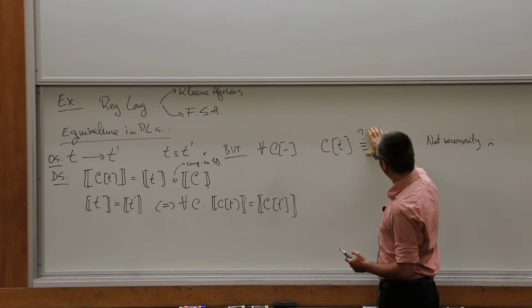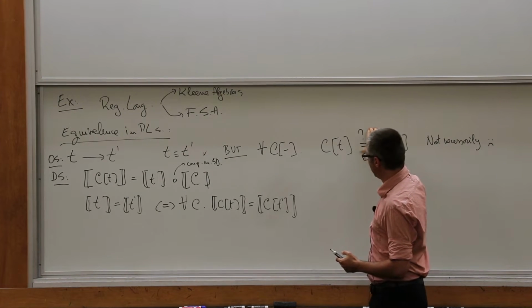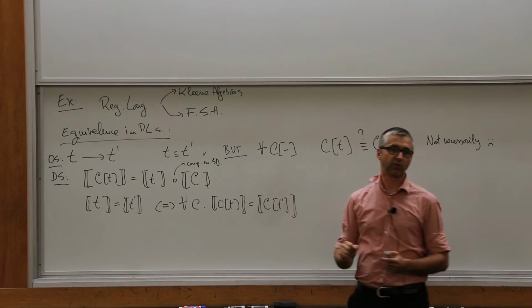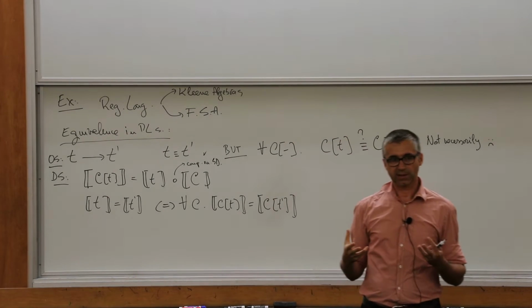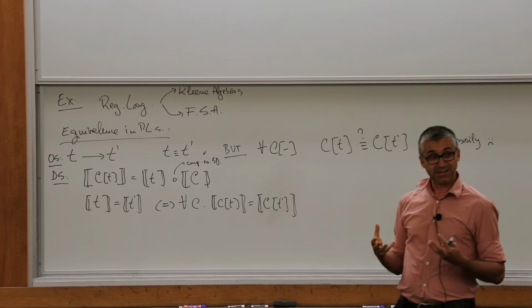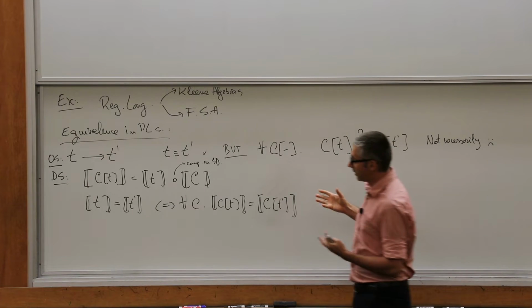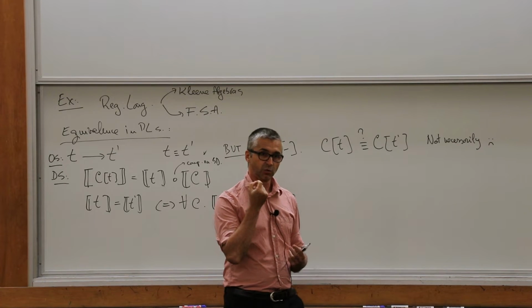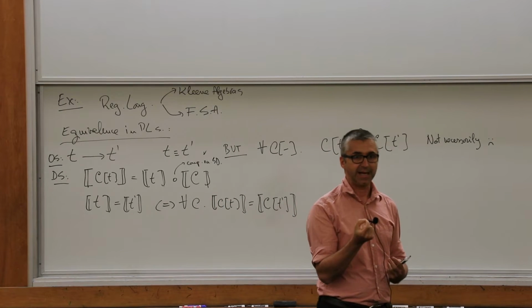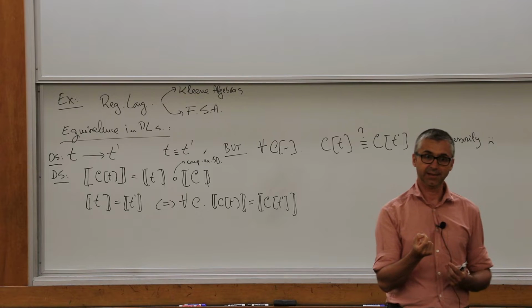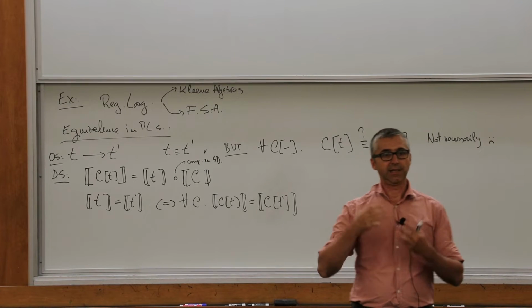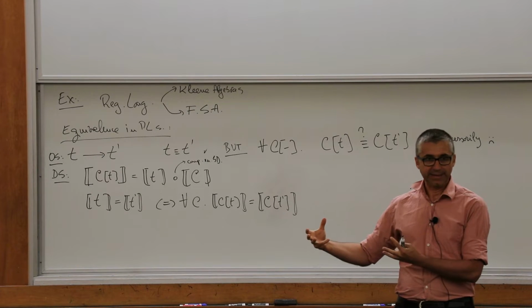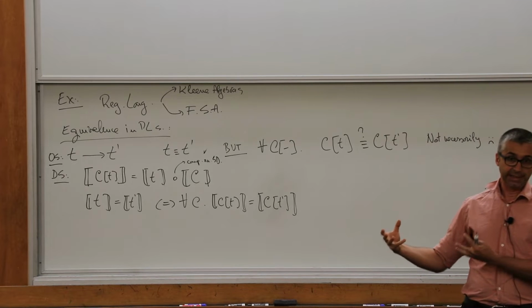Reasoning about the equivalence using this definition, which has this quantifier over all the contexts, is very awkward. Whereas in the denotational semantics, every term boils down to a mathematical interpretation, to an object which can then be compared for equality. And that equality, because your semantics is also compositional, is also congruent.